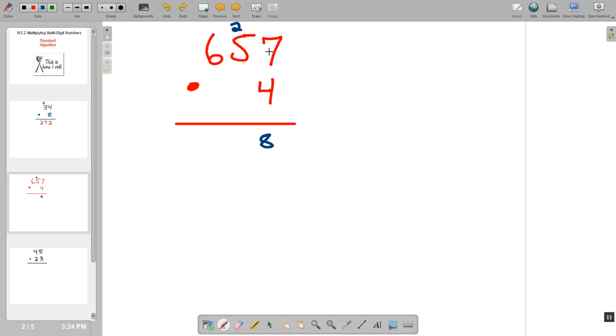Now I have 5 tens times 4 ones, which is 20 tens. But once again, I only care about the tens number, so that would be 0, but I'm going to add 22 tens. Therefore, the 2 goes there. The other 2 goes up into the hundreds column. So then I have 600 times 4, which is 24 hundreds, but then I add in 2 more, which gives me 26 hundreds.